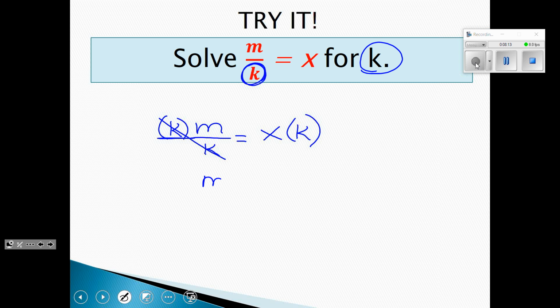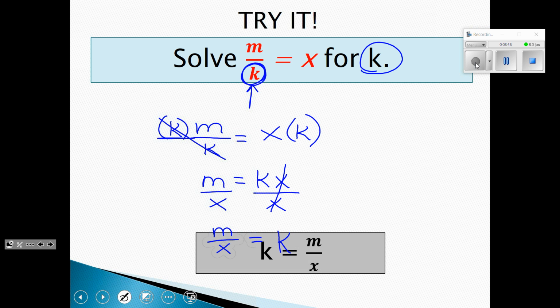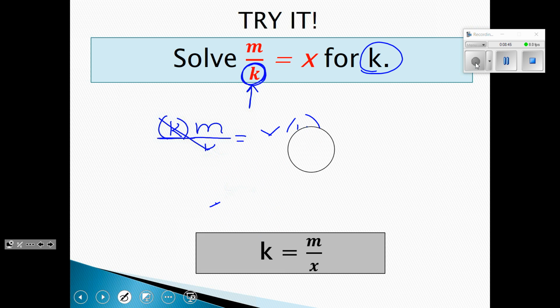Now we're left with m equals kx. I'm just used to writing them in alphabetical order. So x times k, I write as kx to put them in alphabetical order. But again, we're solving for k. I circled it. To get k by itself, right now it's being multiplied by x. So we want to divide both sides by x. X divided by x is 1, so that cancels out. And you're left with m divided by x. K equals m divided by x.